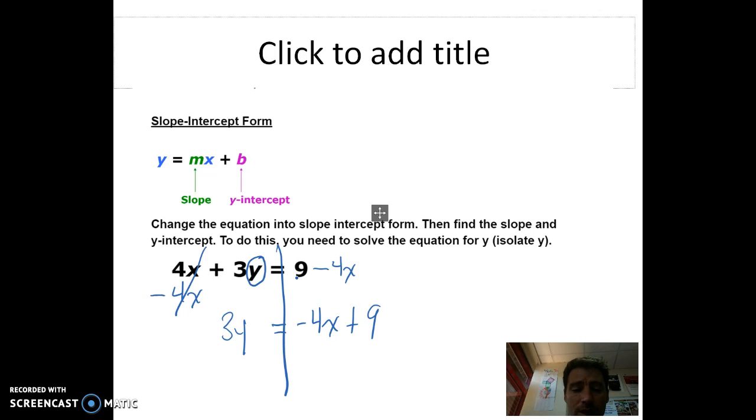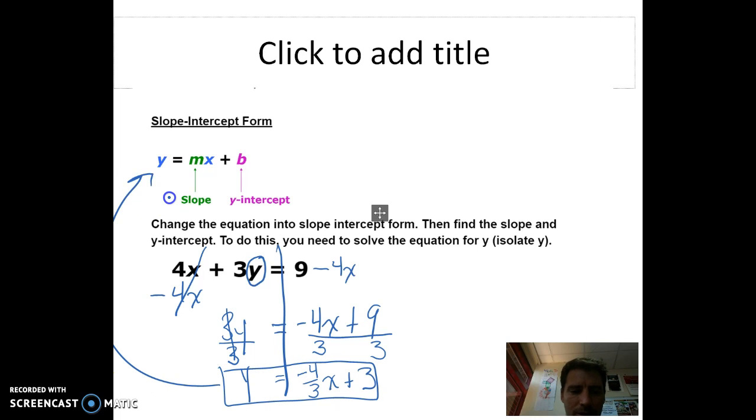I still have this 3 attached to y, so I need to do inverse operations. The opposite of multiplying is dividing. So I'm going to divide by 3. That gives me y all by itself, and I need to divide this whole side by 3. So what it ends up with is y equals negative 4/3 x plus 3. Now I have this equation in slope-intercept form, and that will allow me to graph it. Let me show you how we can graph that on a coordinate plane.